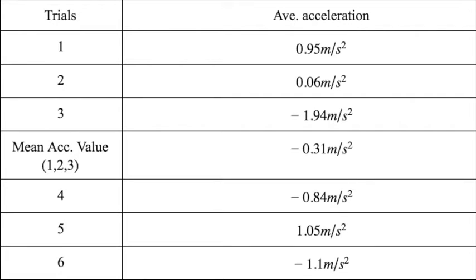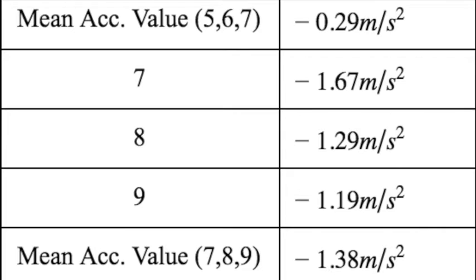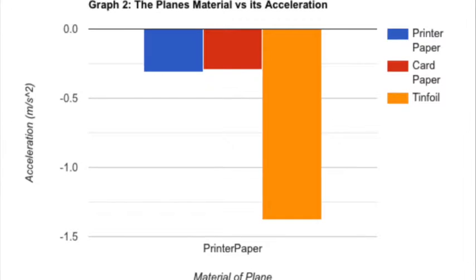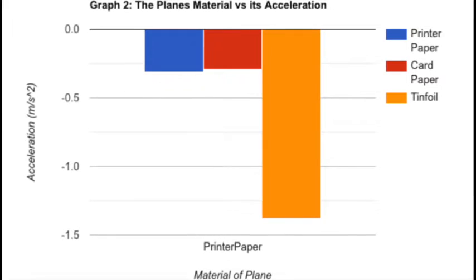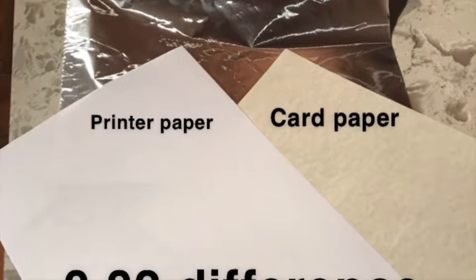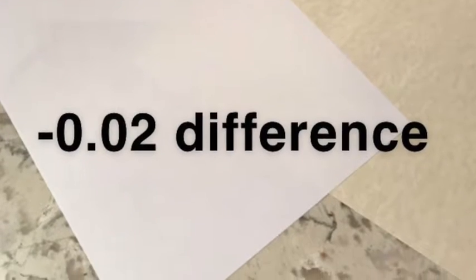Even though some trials show a positive average acceleration, the mean average values of the average acceleration for all three planes were negative. From this bar graph, it can be observed that the tinfoil plane slows down the fastest. The average acceleration of the printer paper plane and the card paper plane is almost the same. The printer paper plane only decelerates more by negative 0.02 meters per second squared.